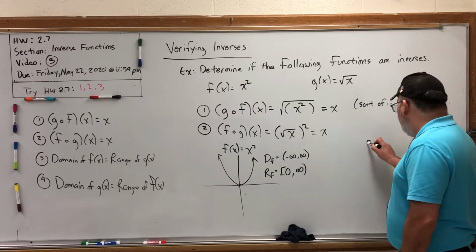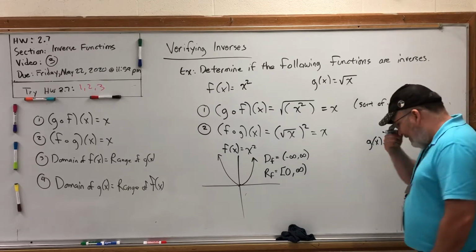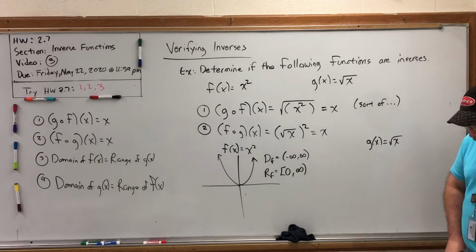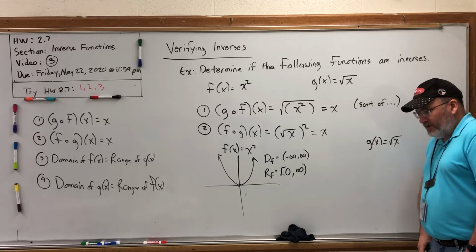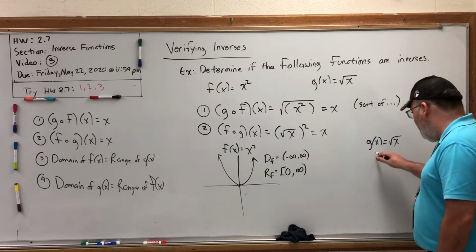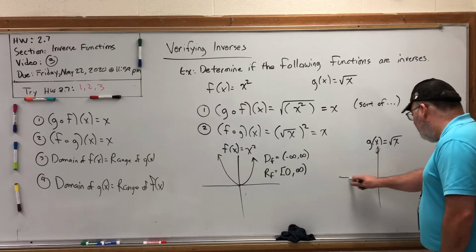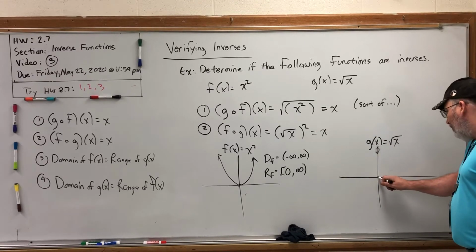So let's take a look at the graph of g of x equals the square root of x. Now, way back in the videos for 2.1, I believe at the end of one of them, I showed you the graphs of some basic functions, and this was one of them. I believe I told you that the graph of g of x is the top half of a parabola opening to the right.